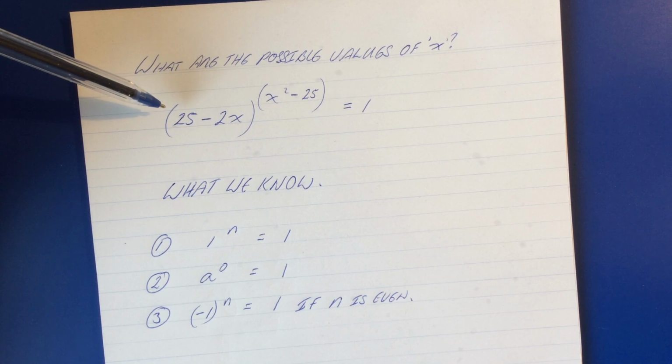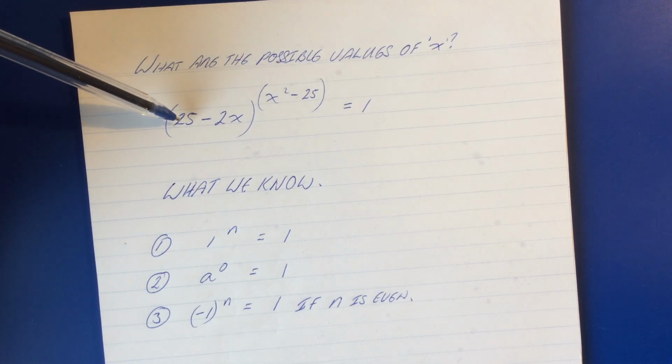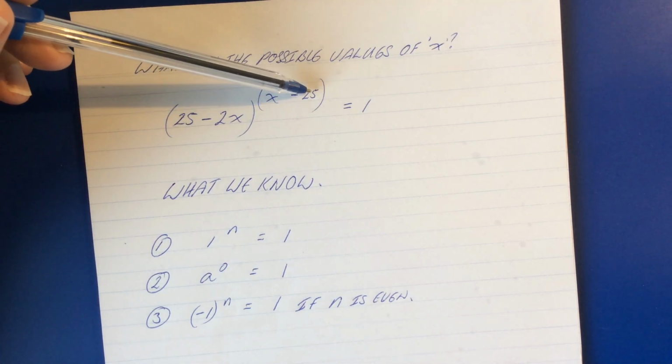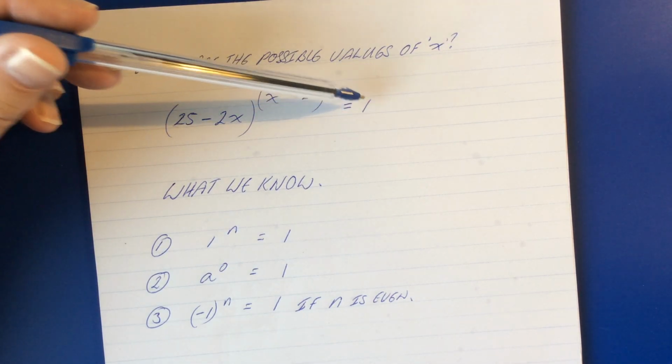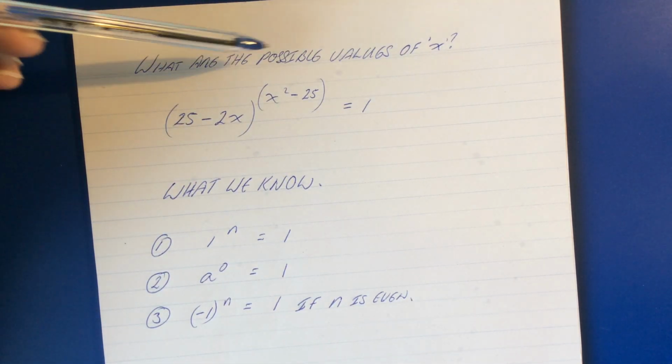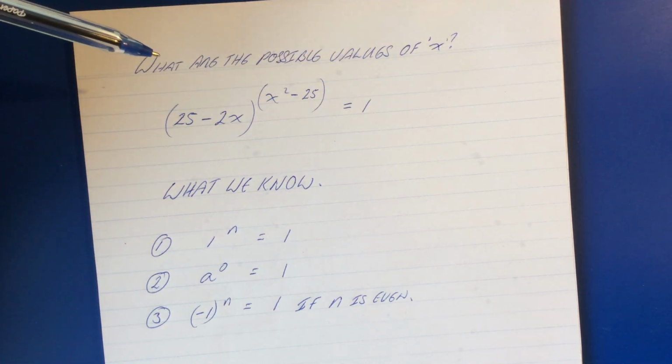Today our problem is, as you see it here, (25 minus 2x) to the power of (x squared minus 25) is equal to 1. Now, there are probably quite a few ways of going about this. There are actually quite a few answers to this too. And so I thought what I'd do is set out the paths down which we might travel in order to find a possible solution for the value or values of x.